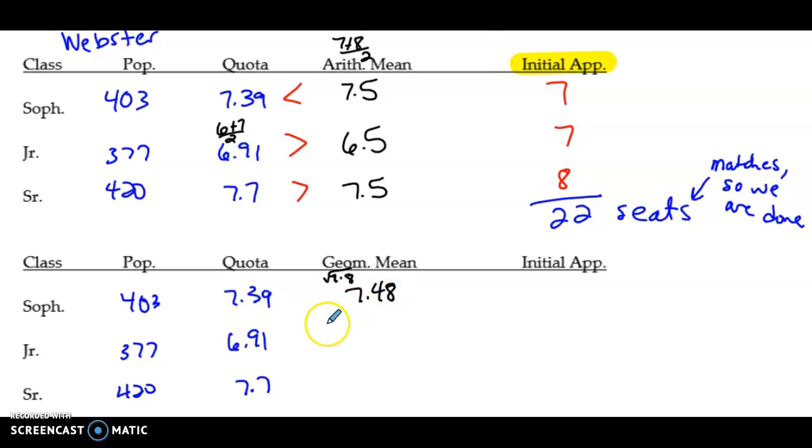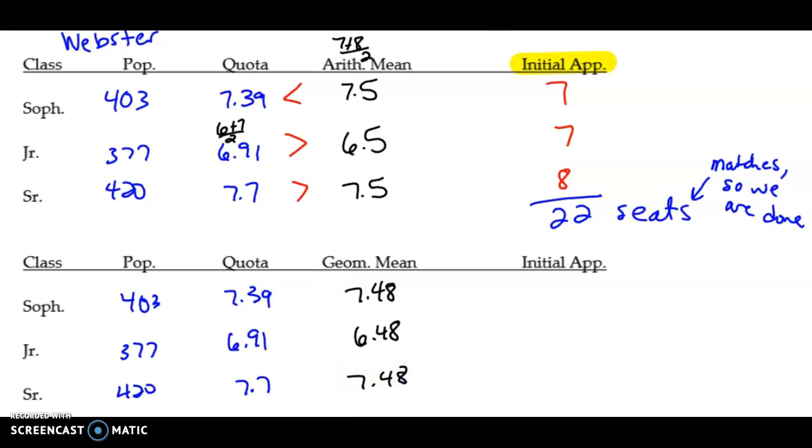Okay, since the junior class fell between 6 and 7, we're going to do the square root of 6 times 7, which was 6.48. And then the senior class was between 7 and 8. Should be the same answer as the first one, square root of 7 times 8, which is 7.48.